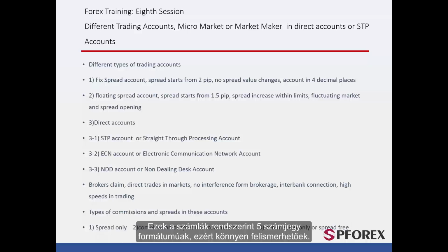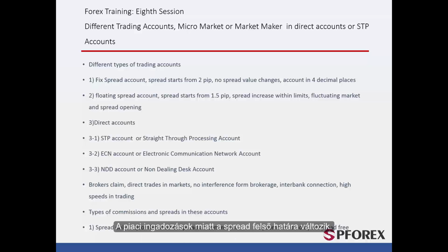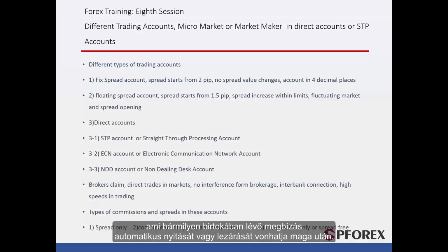These accounts are usually in a 5-digit format, which makes them easily recognizable. Due to fluctuations within the market, the spread margin changes. As this margin changes, it directly affects your orders, which may result in the automatic opening or closing of any orders you have.